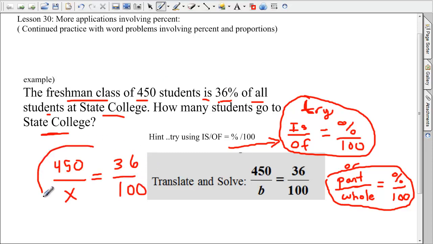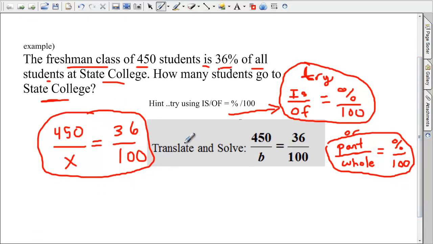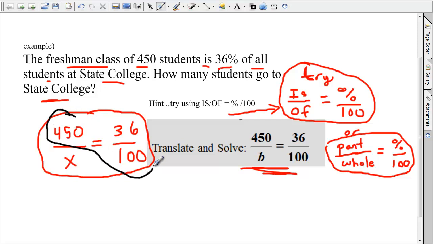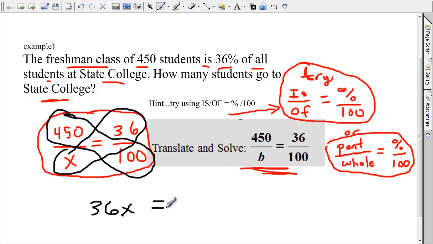So again, it's often good to lay out this type of proportion when solving these types of word problems, okay? And once you've laid this out, you can simply cross multiply and solve, and then check to see whether your answer makes sense. So 36x equals 450 times 100, which is 45,000. And then, of course, to solve for x, we're going to divide both sides by 36.